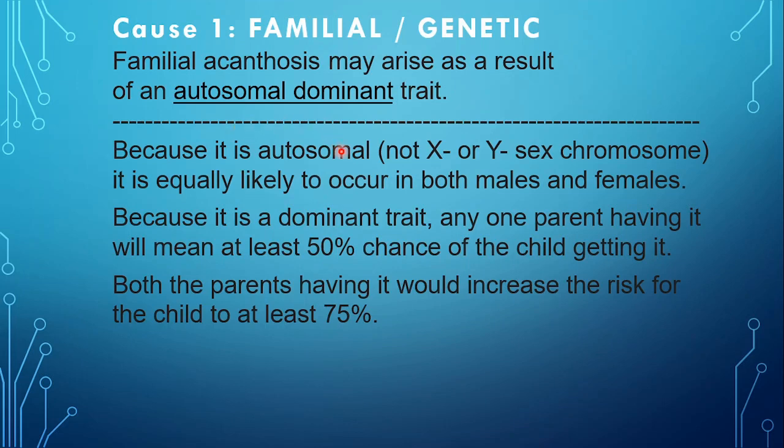Since it is autosomal dominant, not on the X or Y sex chromosome, it is equally likely to occur in both genders. If it is on the X chromosome, then sometimes one gender is affected more. But since it is autosomal, it is equally likely to occur in both males and females. Because it's a dominant trait, any one parent having it will mean at least a 50% chance, and both parents having it would increase the risk to the child to at least 75% or even 100%.